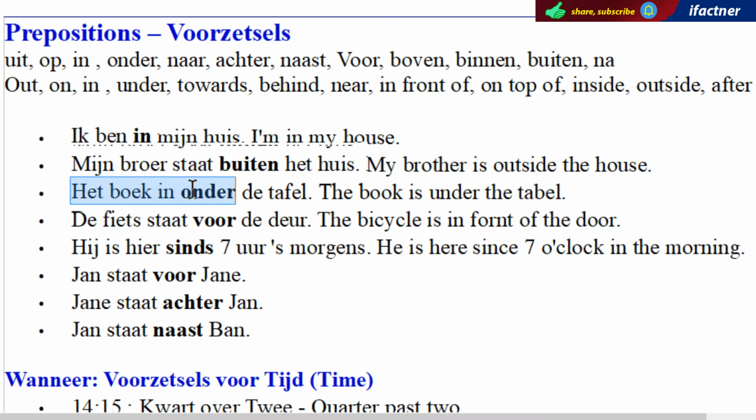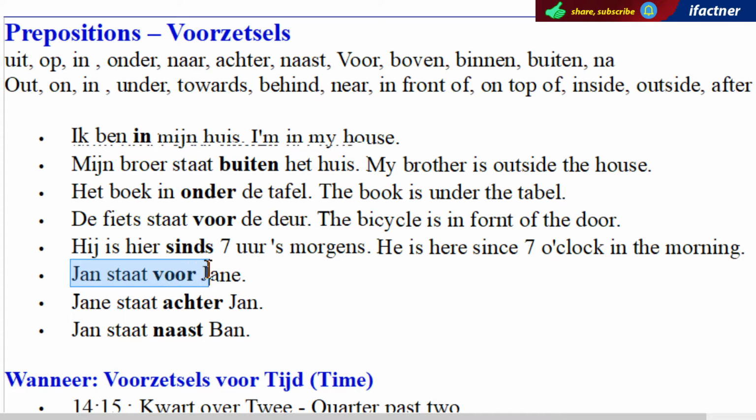Another example is het boek is onder de tafel. The book is under the table. Onder is another example. De fiets staat voor de deur, which means the bicycle is in front of the door. So here we have used voor, which means in front of. Hij is hier sinds 7 uur 's morgens. It means he is here since 7 o'clock in the morning. So sinds is another example of a Voorzetsel.